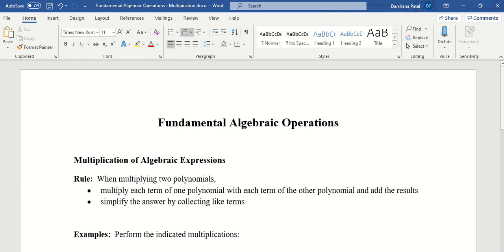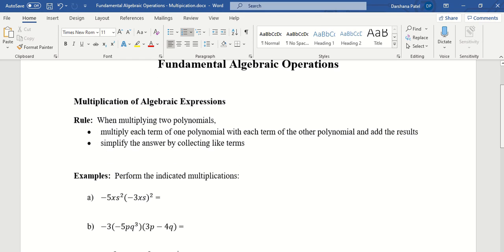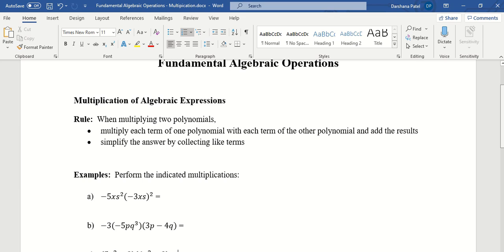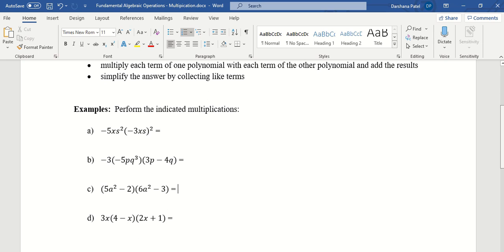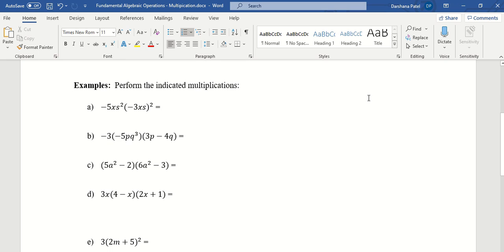Fundamental algebraic operations. Multiplication of algebraic expressions. When multiplying two polynomials, multiply each term of one polynomial with each term of the other polynomial and then add the results. Simplify the answer by collecting like terms. Let's see some examples. Perform the indicated multiplications.